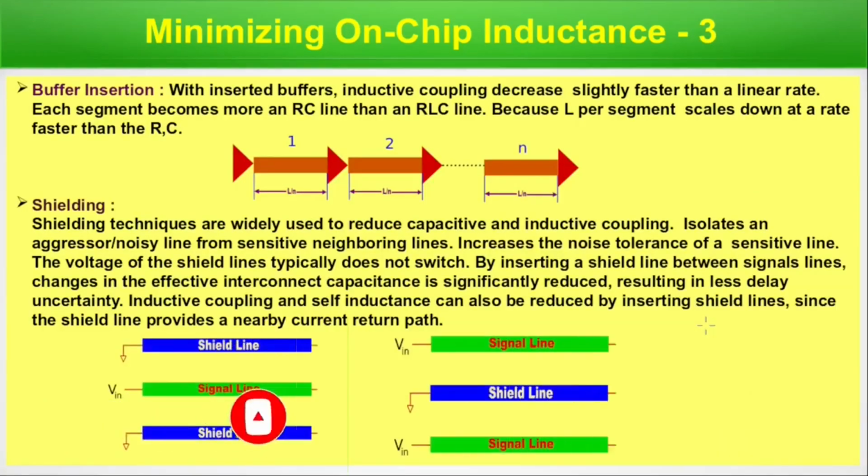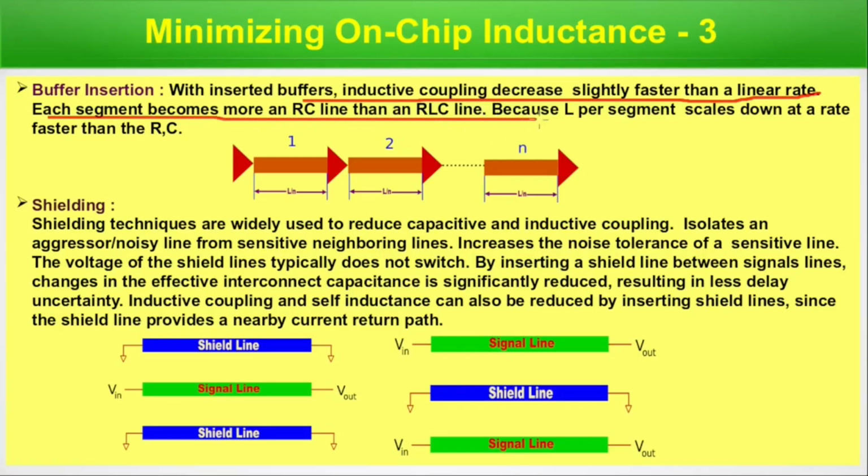Buffer insertion. With inserted buffers, inductive coupling decreases slightly faster than a linear rate. Each segment becomes more of an RC line than an RLC line because L per segment scales down at a rate faster than RLC. So we can insert buffers to reduce inductive coupling, and that reduces inductive coupling slightly faster than a linear rate.